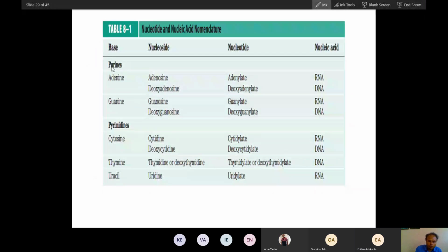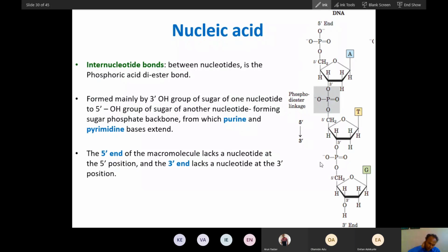So you can see these are the nucleotides, whatever is present in RNA, and this is deoxy in DNA, RNA, DNA. You can read yourself, these are in table form. Now, what is nucleic acid? So let's talk about nucleic acid.